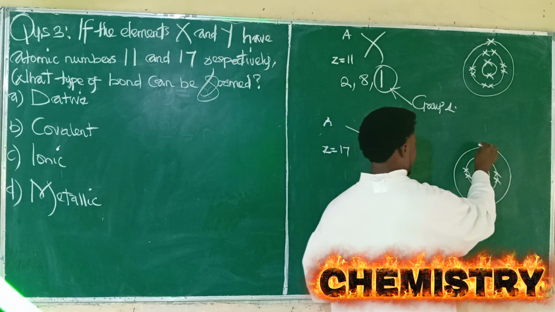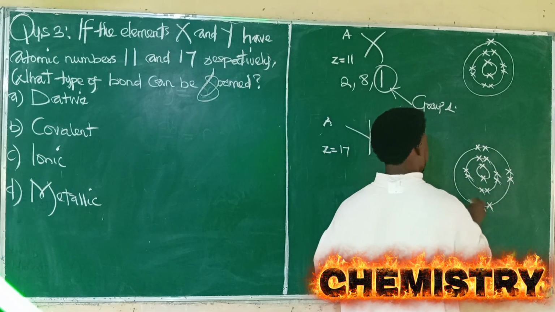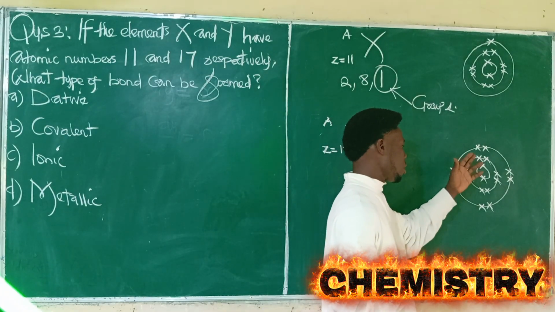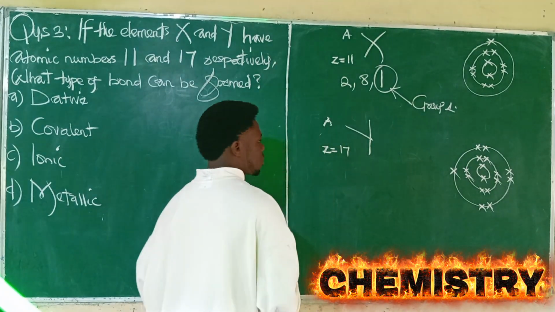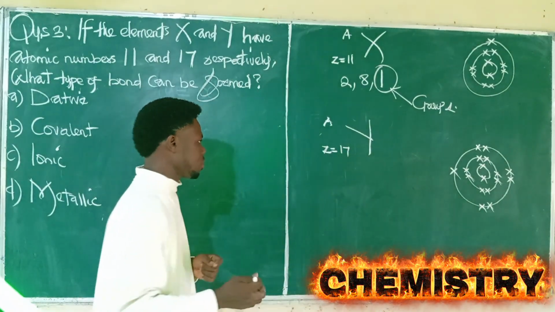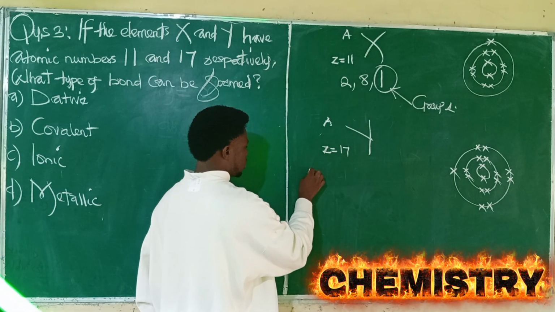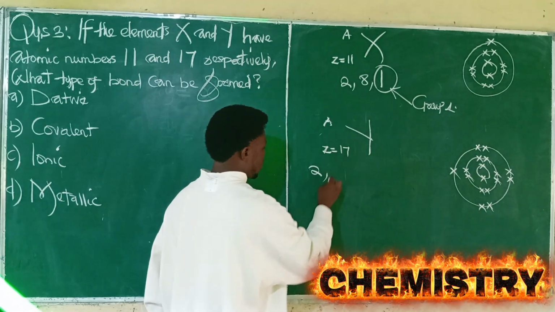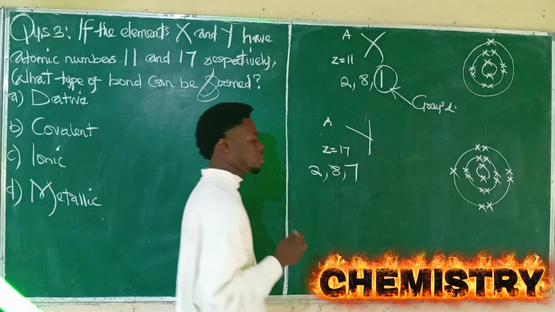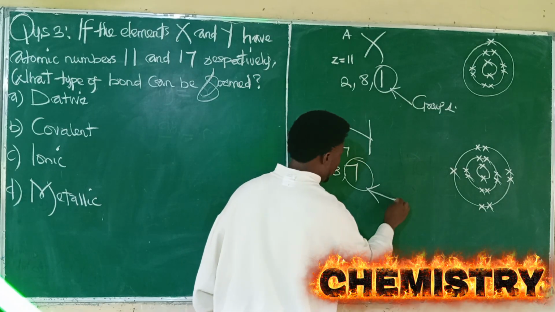So we have 10, 11, 12, 13, 14, 15, 16, and 17. If you count the outermost shell, which is the last shell, we observe that it has a total of 17 electrons. So the electronic configuration or distribution is given as 2 from the first shell, 8 from the second shell, and 7 from the third shell. Therefore, this last shell states the group of the element.